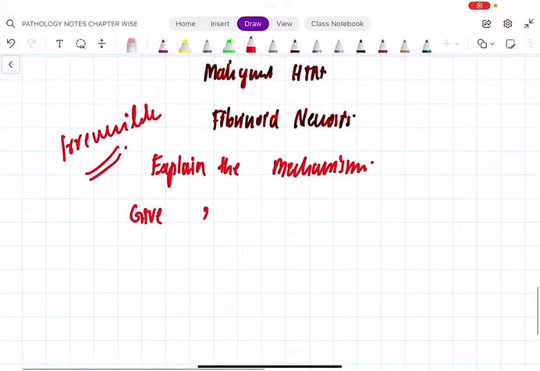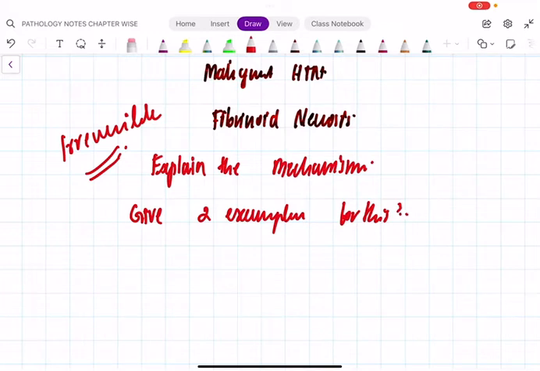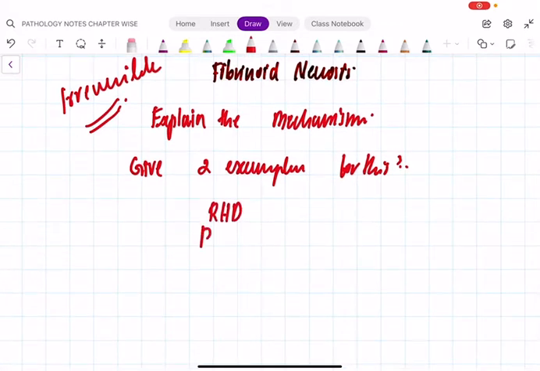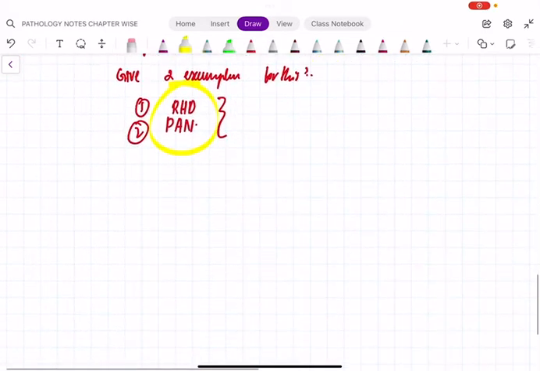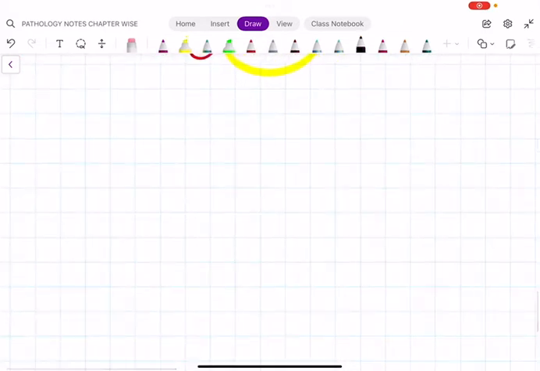Give 2 examples for this fibrinoid necrosis. I have told you, RHD, rheumatic heart disease, am I right? PAN, polyarteritis nodosa. These are 2 examples you can remember. That finishes the 4th question. 5th question. Okay, I think that covers some of the questions you may get in necrosis.